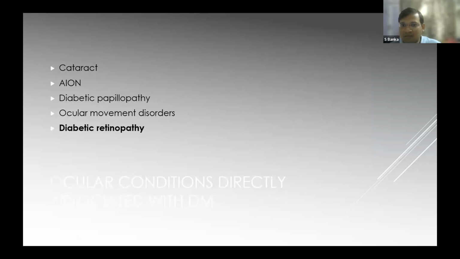But there are a few conditions where diabetes is definitely associated as a risk factor, which are cataract, anterior ischemic optic neuropathy, diabetic papillopathy, ocular movement disorders, and diabetic retinopathy. So we see there are a lot of ways in which a diabetic patient can be affected and his vision can be affected due to uncontrolled diabetes. But diabetic retinopathy definitely is the foremost among all of them.